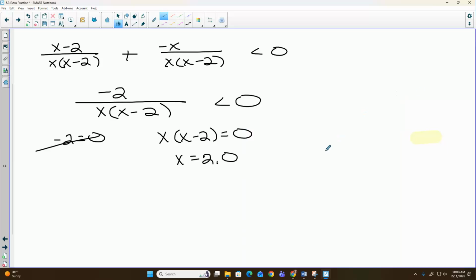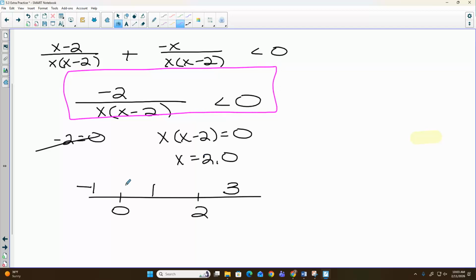All right. So we make our sign line. So smaller than 0, maybe negative 1. In between 0 and 2 is a 1. Bigger than 2 is a 3. So I'm plugging those in here. The top is negative. We would have a negative 1 times a negative 3. So 3 negatives make a negative. If I put in a 1, the top is negative, 1 is positive, 1 minus 2 is negative. If I put in 3, top is negative, 3 is positive, 3 minus 2 is positive.